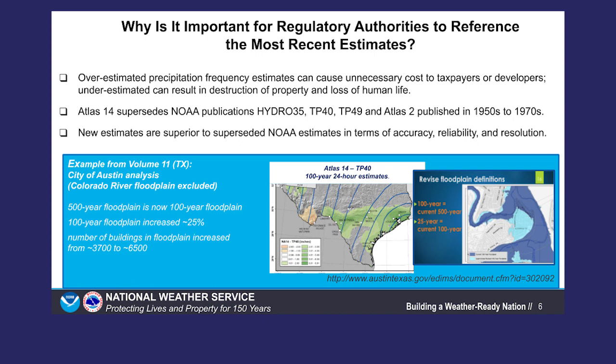The City of Austin has updated its floodplain regulations based on Atlas 14. The most significant change to the floodplain regulations is that the current 500-year floodplain is now used as the regulatory 100-year floodplain until new floodplain studies are completed.